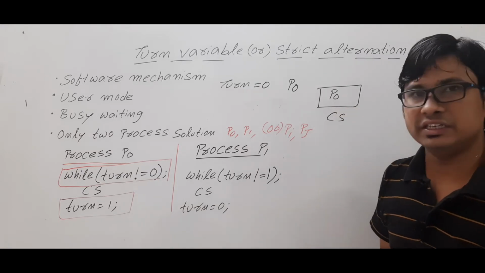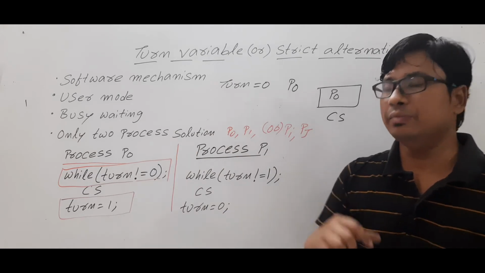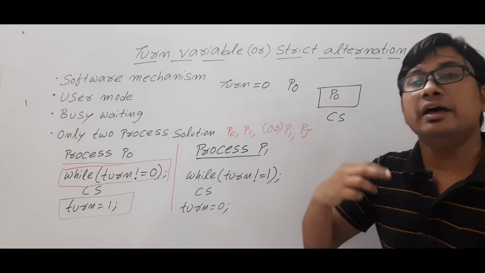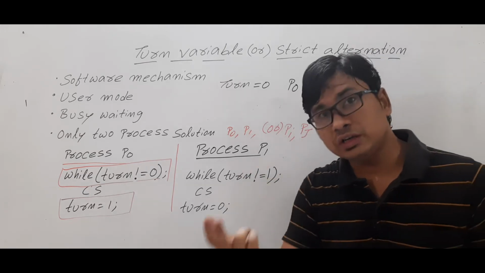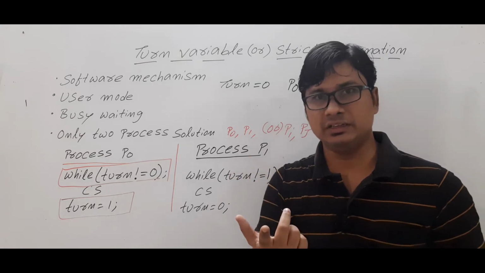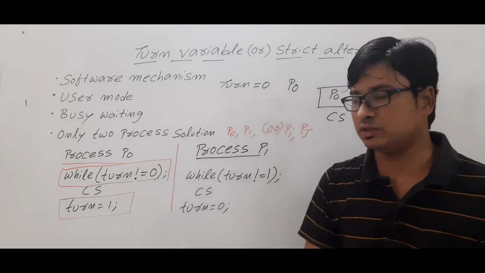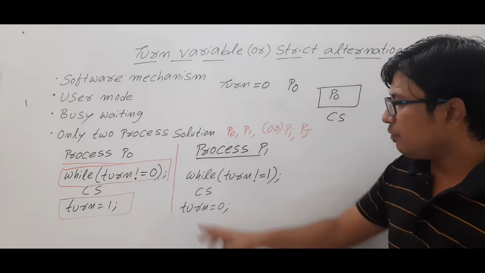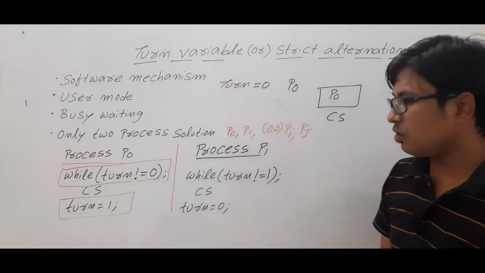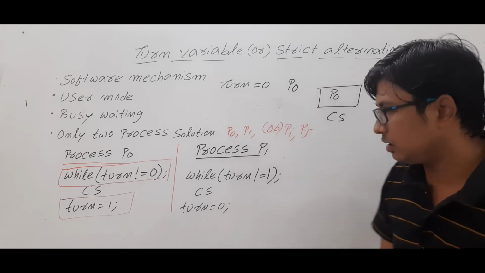Now I want to check whether this solution is providing mutual exclusion or not. It means that when one process is in the critical section, then another process should not enter into the critical section. At most, only one process should be in the critical section. If that holds, then we say that it is mutual exclusion. Now check it. When process P0 is in the critical section, is this turn variable concept allowing process P1 to enter into the critical section or not?